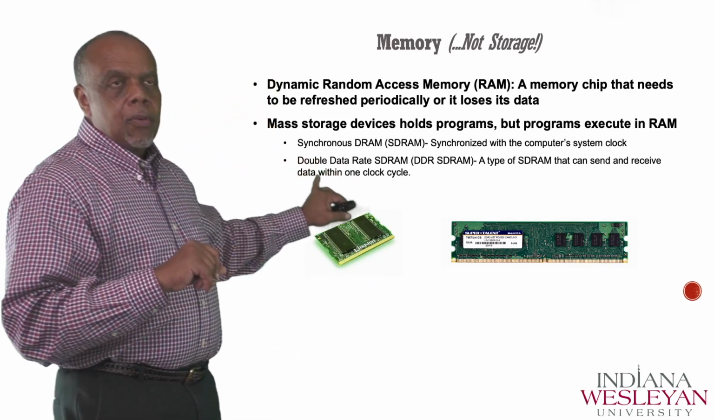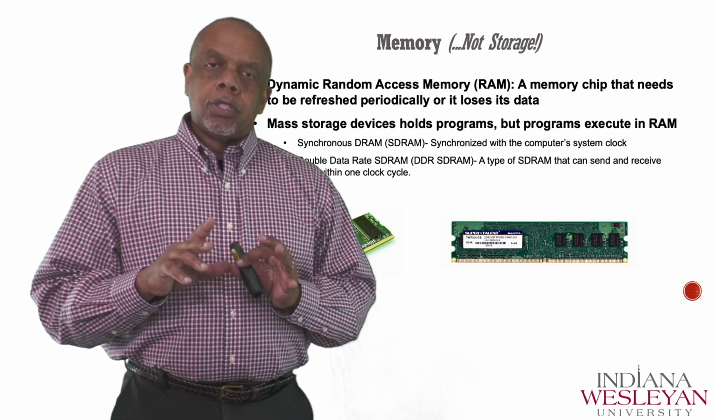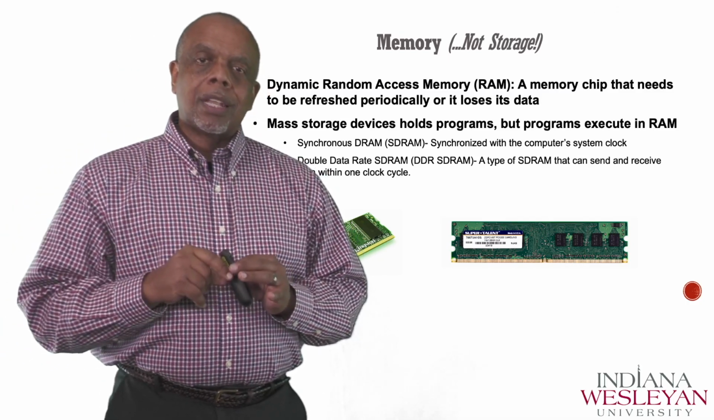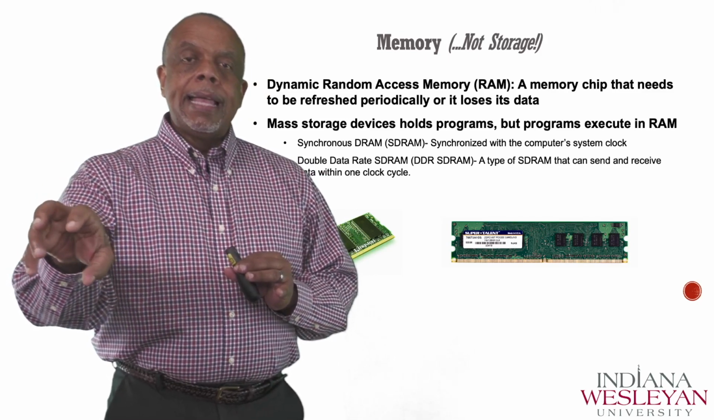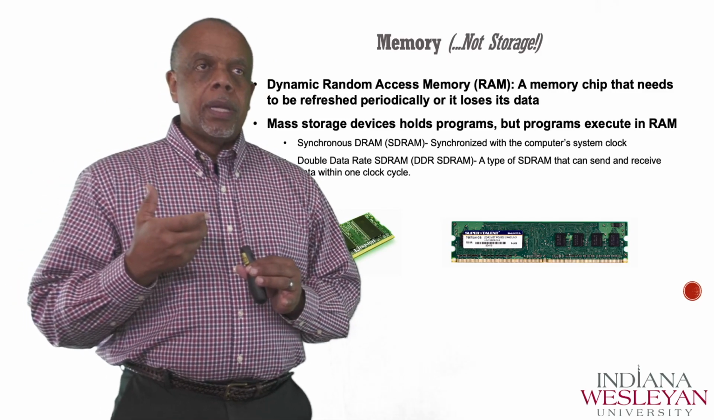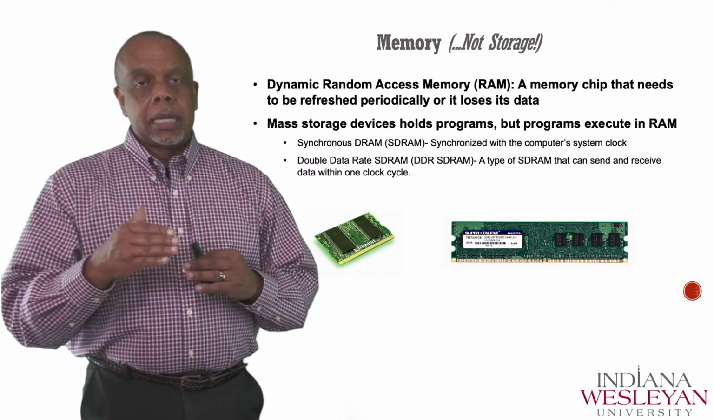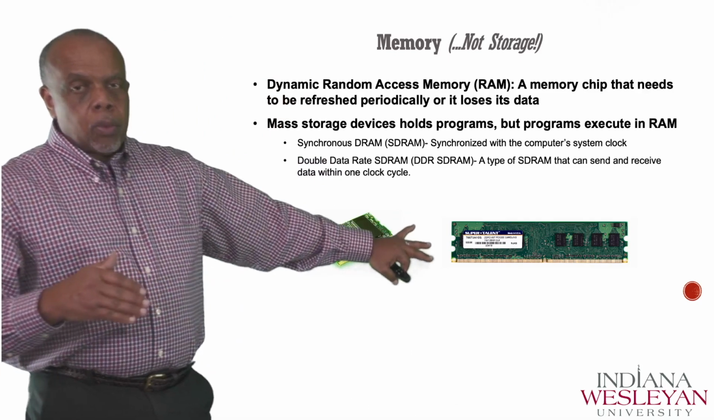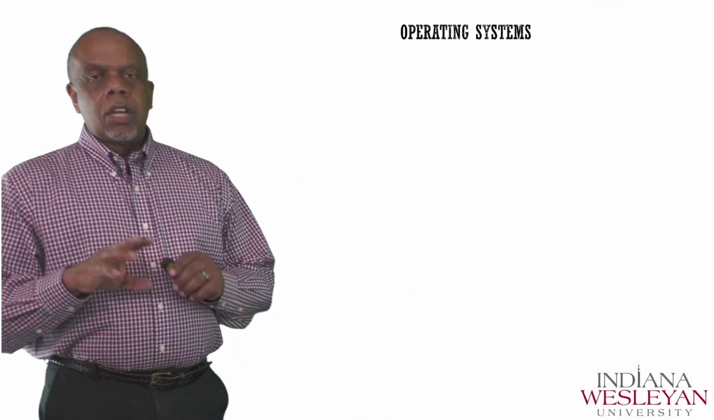Your double data rate SDRAM can do both of those functions on a single clock cycle. It can write to that memory and read from that memory. It can send and receive data within one clock cycle. So in a sense, it runs just a little bit faster.